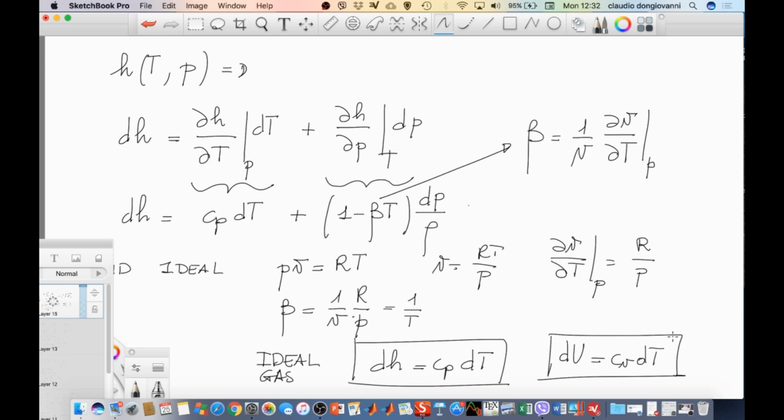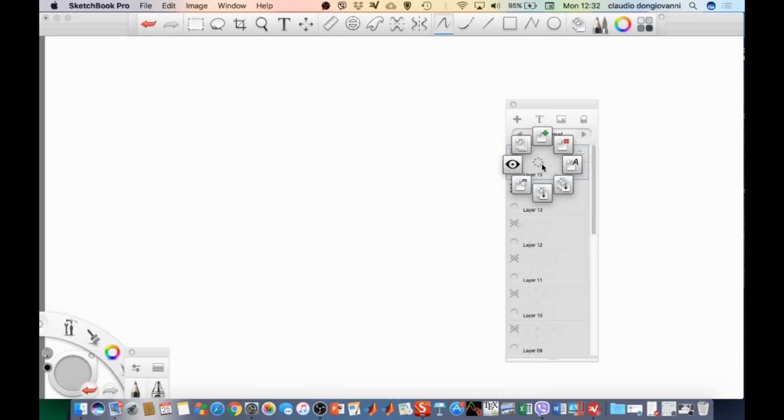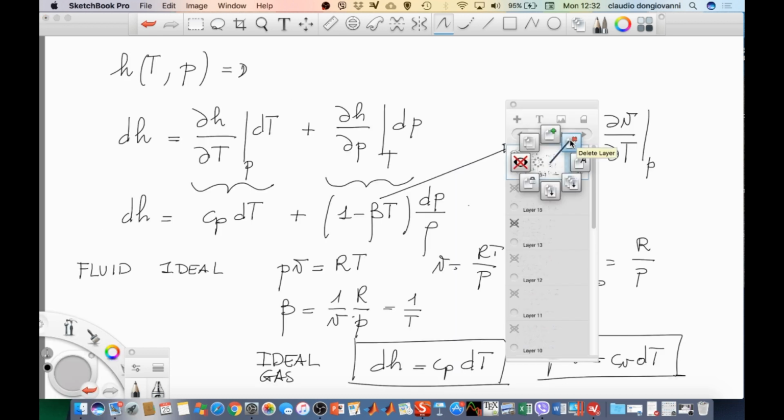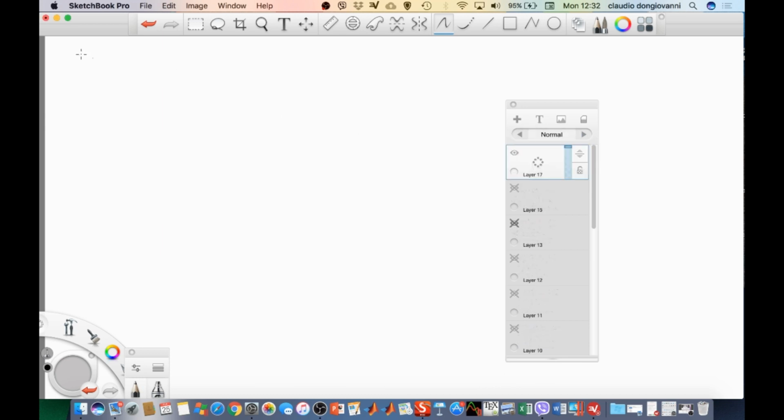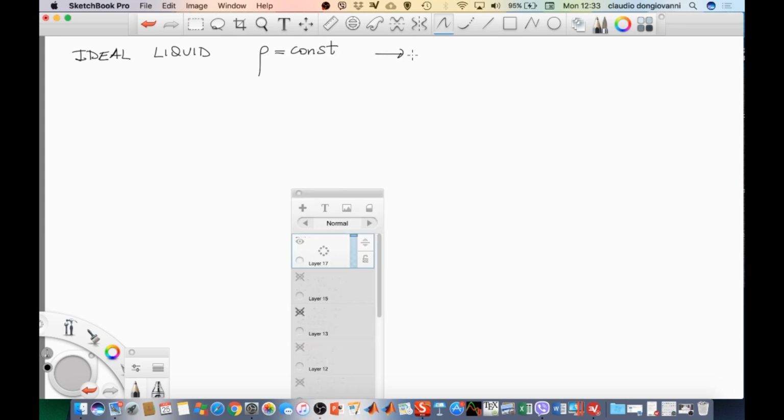Now, we can try to apply the same relationship to an ideal liquid. What is the state equation for an ideal liquid? The most simple relationship. So, density? Constant. Not compressible. So, it means V is equal to constant.